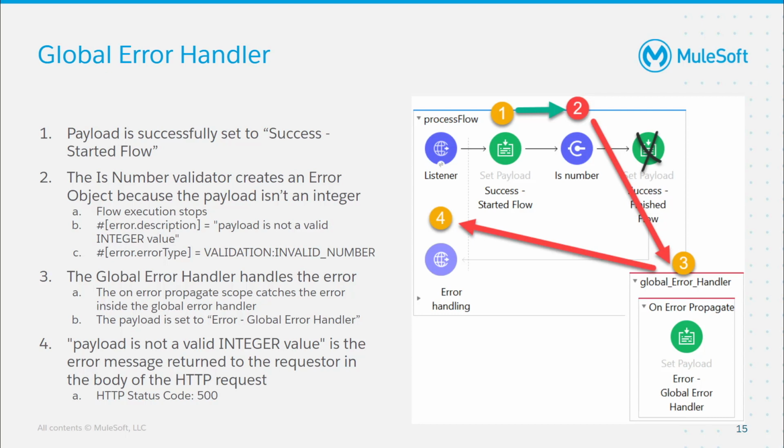If you wanted to send back a success message, you could simply replace the onErrorPropagate with an onErrorContinue, and that would allow you to pass back the global error handler message back up with an HTTP status code of 200.